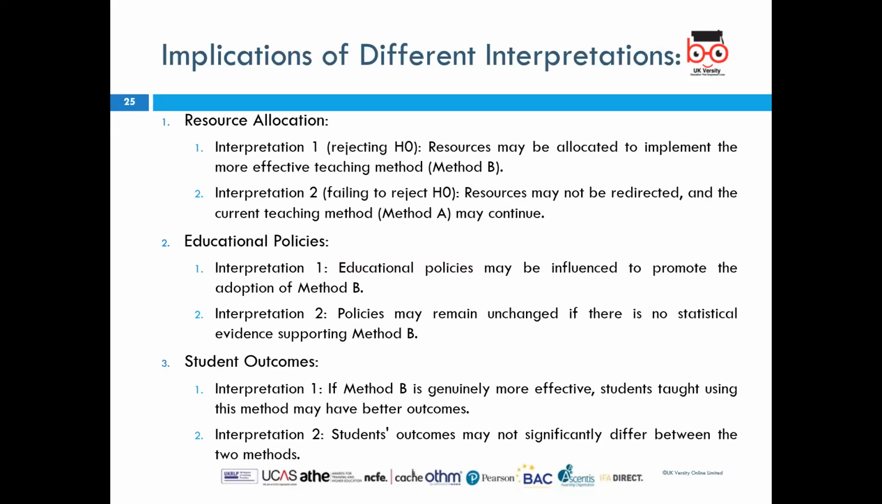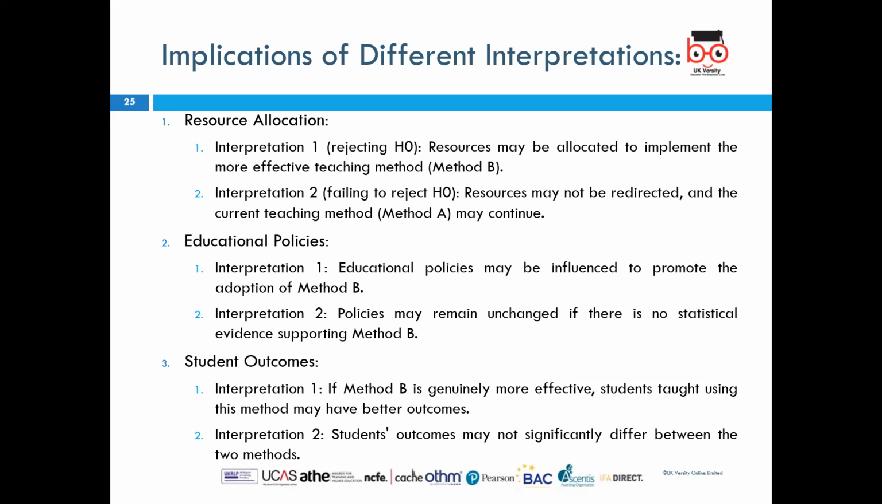Now, the implications of different interpretations, first is resource allocation. For example, rejecting the null hypothesis, resources may be allocated to implement the more effective teaching method, which is method B. Interpretation 2 is that the status quo may continue, wherein resources may not be redirected. Then educational policies. In interpretation 1, where method B is more effective, educational policies may be influenced to promote the adoption of method B. Interpretation 2 is that policies may remain unchanged with respect to the 2 teaching techniques.